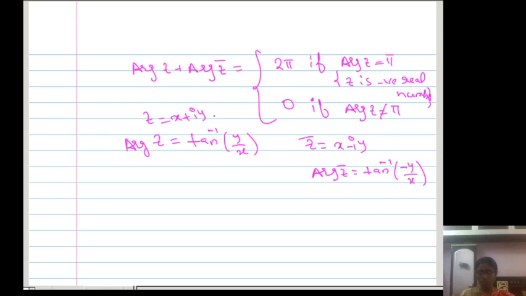Geometrically also you can understand this. If z is a negative real number, then z bar is itself, and the arguments are pi plus pi, which is 2 pi. But when the argument of z is not equal to pi, say z lies in the first quadrant with argument alpha, then z bar lies in the fourth quadrant, so you get minus alpha. Alpha minus alpha gives 0. You can go through it once again to understand easily. That is my final answer. Next question.